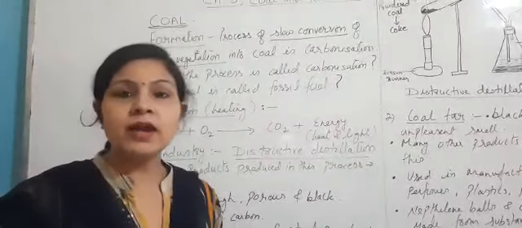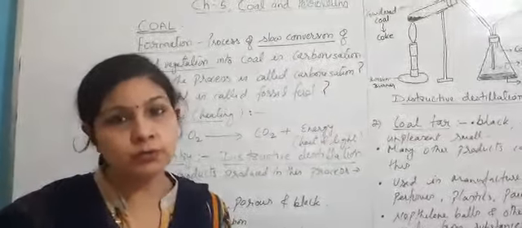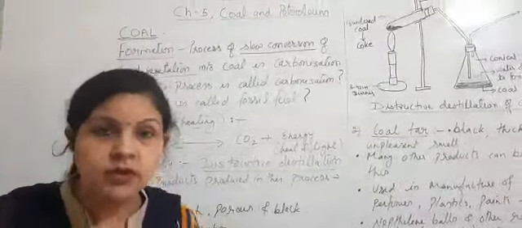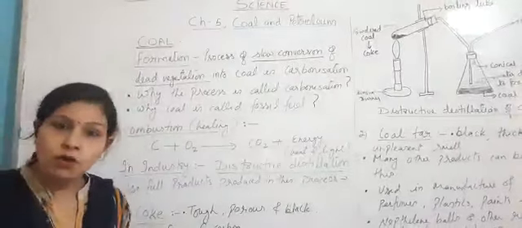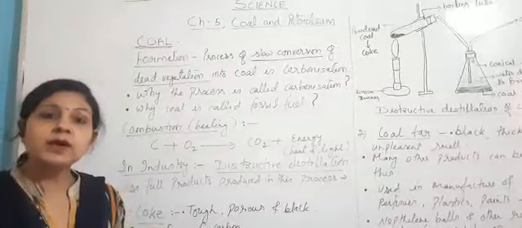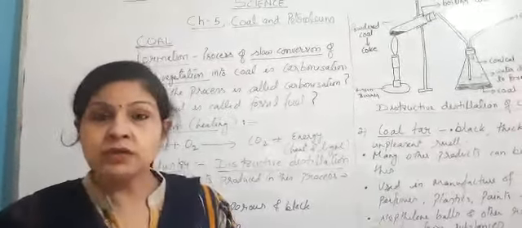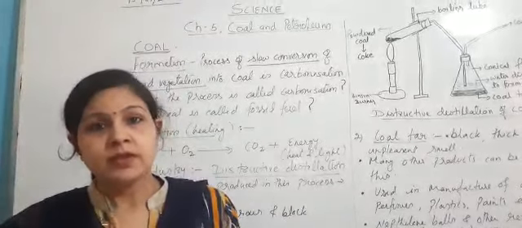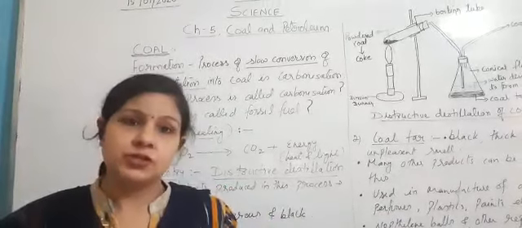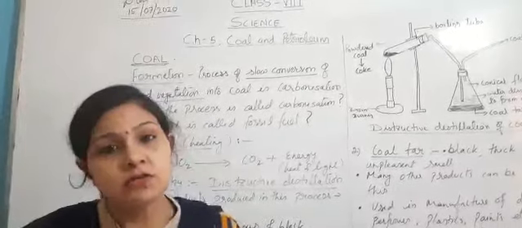Basically, we also know that coal is a fossil fuel, that I already told you. Why is coal called a fossil fuel? Coal is called a fossil fuel because it is found deep under the surface of the soil and formed in millions of years under high temperature and pressure. That is why it is called a fossil fuel.